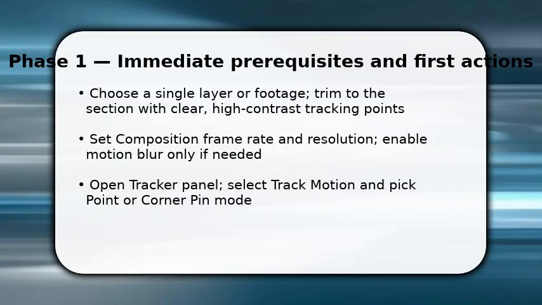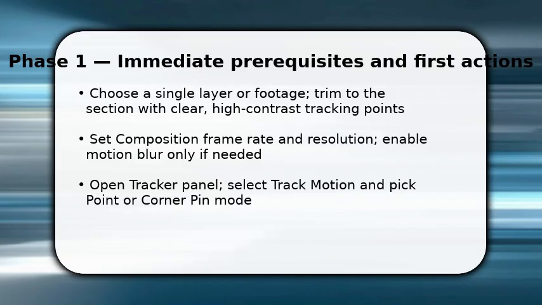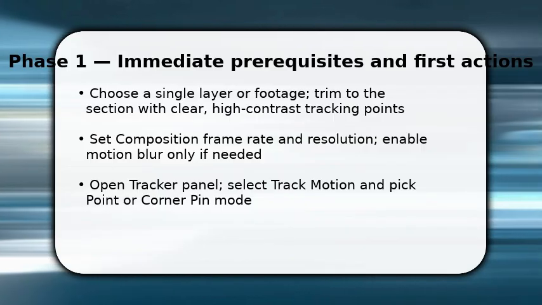You begin by isolating the clip segment with visible, high-contrast features. This makes tracking reliable. Once done, set your composition frame rate and resolution to match the footage so frame-to-frame movement is consistent. Next, open the tracker panel and choose Track Motion. Pick point or corner pin, depending on whether you need a single point or four-point perspective.